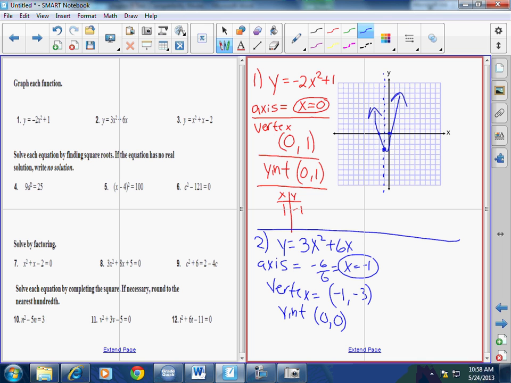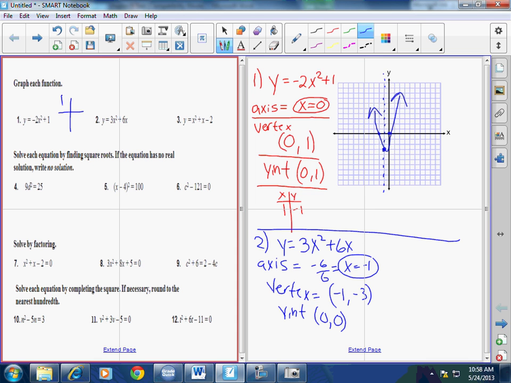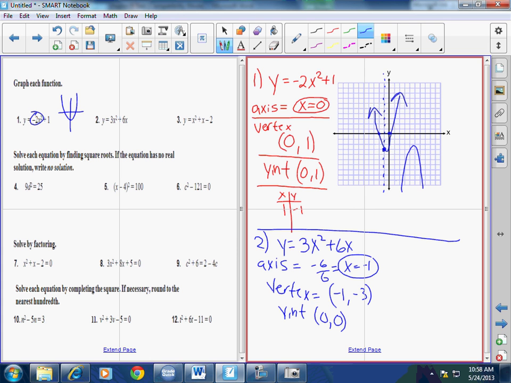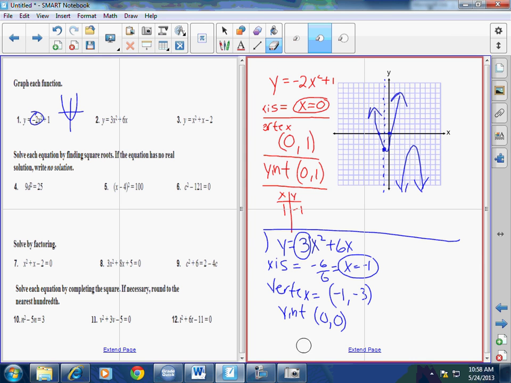Now, one thing that I noticed, on number 1, a lot of you graphed something that was pointing up. How could that be when I taught you that if a is negative, it must point downwards? For number 2, several of you graphed it going downwards. How can that be? If the a is positive, it opens upwards. Little things like that tell me that the effort was not really where I wanted it to be, gentlemen.